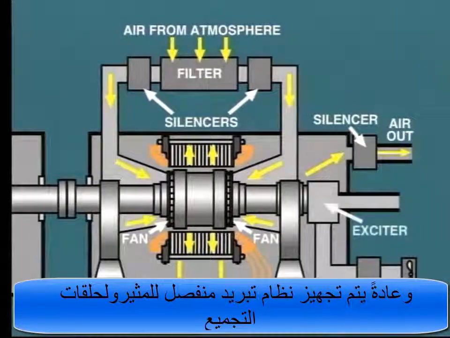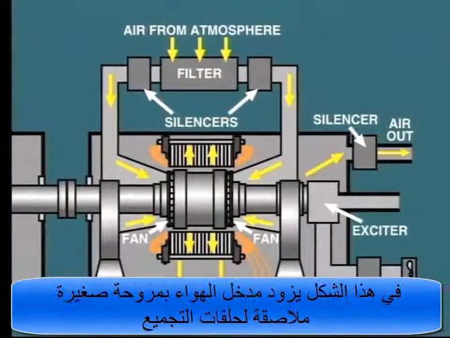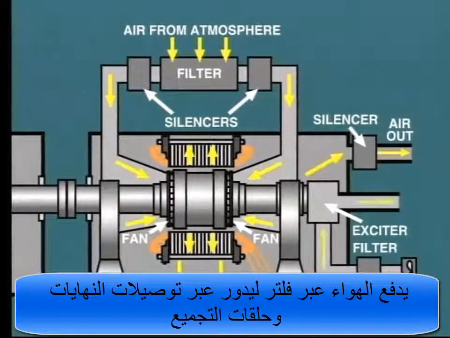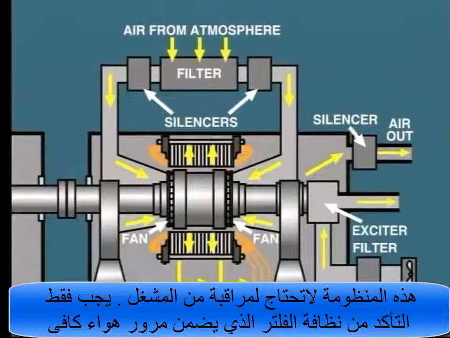Usually, a separate cooling system is provided for the exciter or collector rings. In this particular arrangement, a small fan impeller is fitted into the collector air inlet adjacent to the collector rings. Air is pulled in through a filter to circulate through the terminal connections and collector rings.